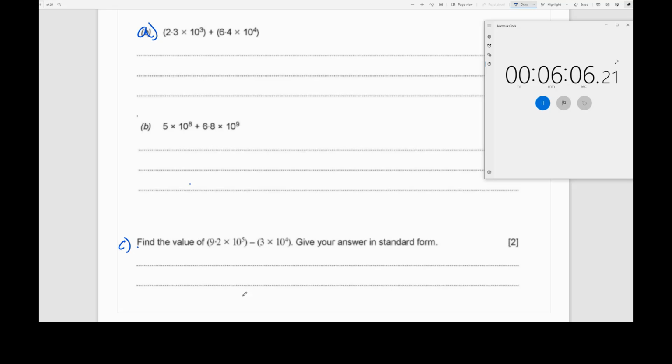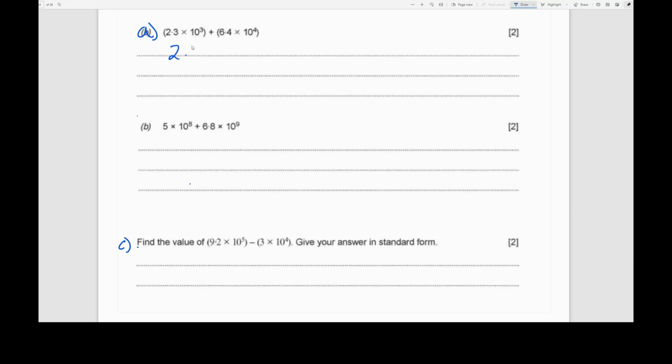Okay, so we'll have a look at the first one. So I've got 2.3 times 10 to the 3. I'll just write the workings on actually. And 6.4 times 10 to the 4. So it's up to you if you change the 3 into a 4 or the 4 into a 3.